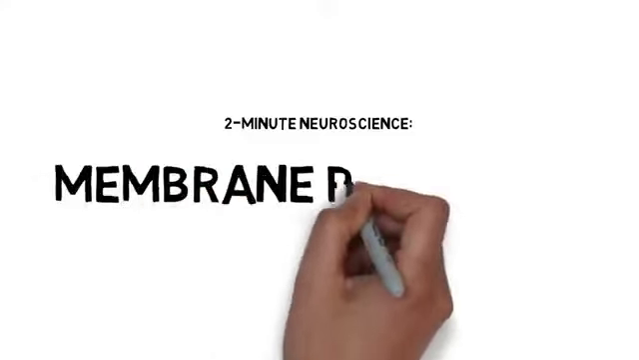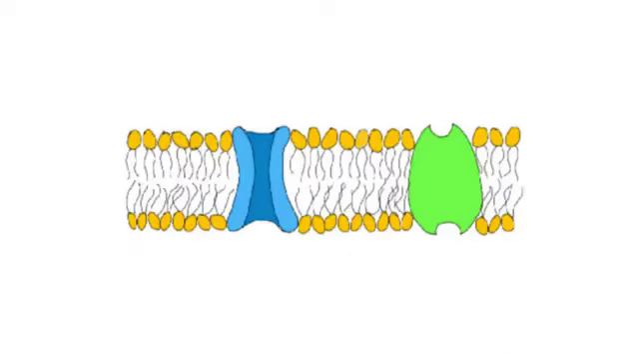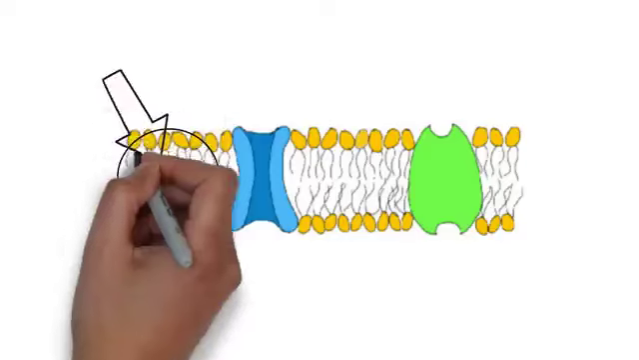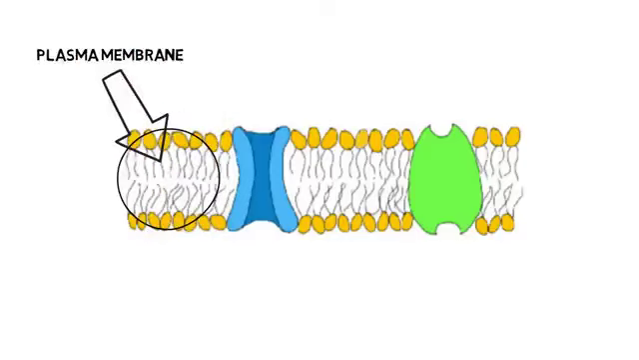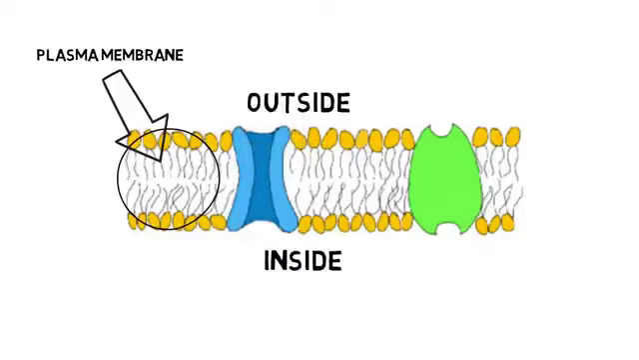In this installment, I will discuss membrane potential. Membrane potential refers to the difference in electrical charge between the inside and the outside of a neuron. This is the plasma or cell membrane of the neuron. It separates the inside of the cell from the outside environment. We'll say this is the inside, and this is the outside of the neuron.